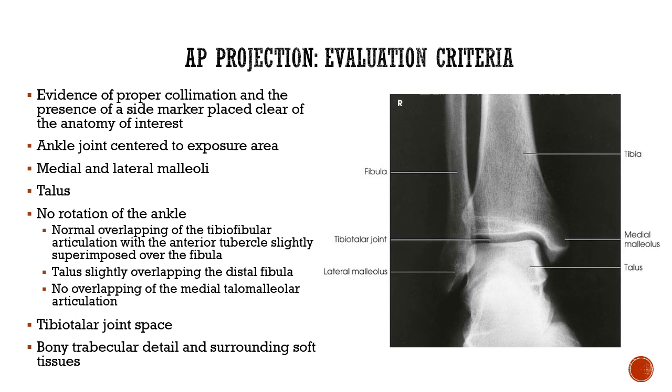So for this, we're going to have the ankle centered. We're going to see both the medial and the lateral malleoli. There's going to be no rotation of the ankle. We're going to see the talus also visualized on the image. And we're going to see normal overlapping of the tibia-fibula articulation, the talus overlapping the distal fibula, but there's no overlapping of the medial talomalleolar articulation. We can see the tibiotalar joint space, which is shown here.